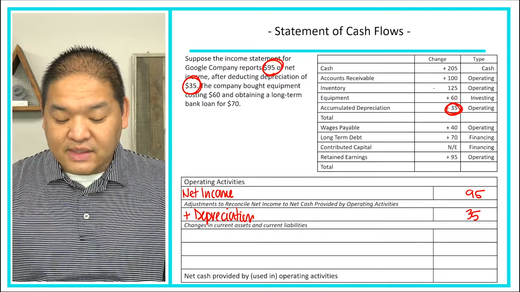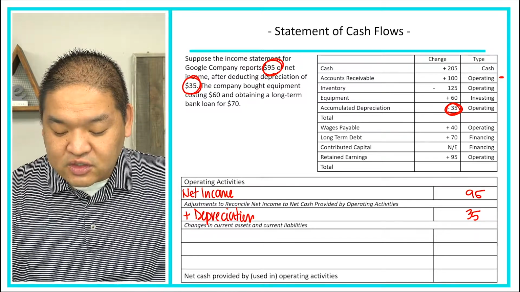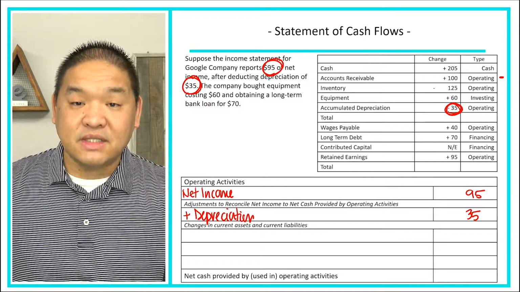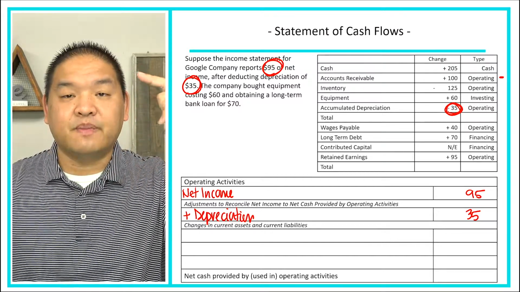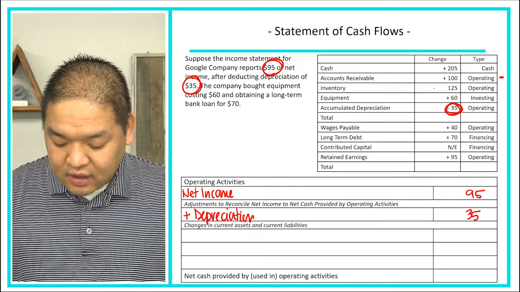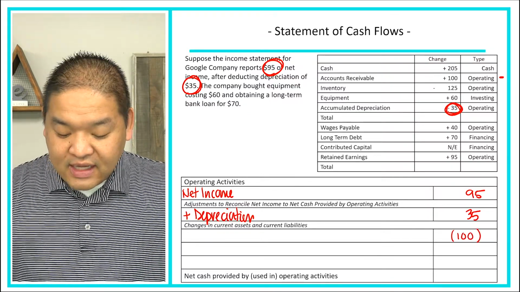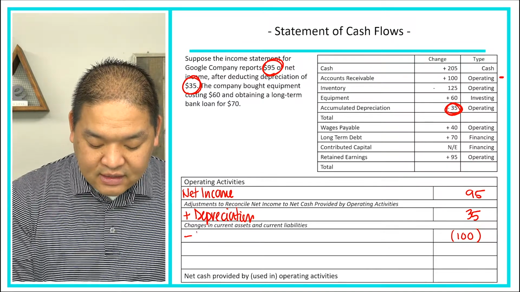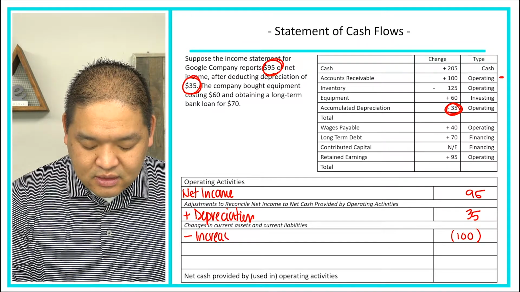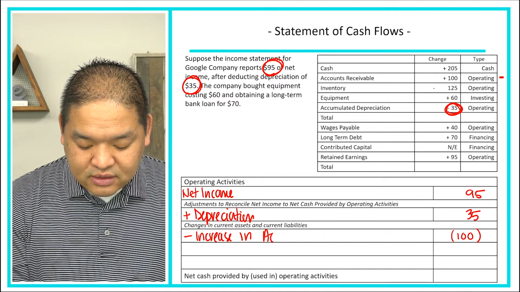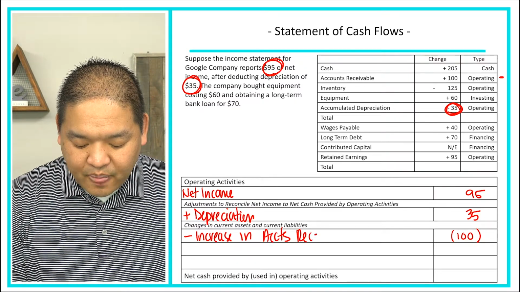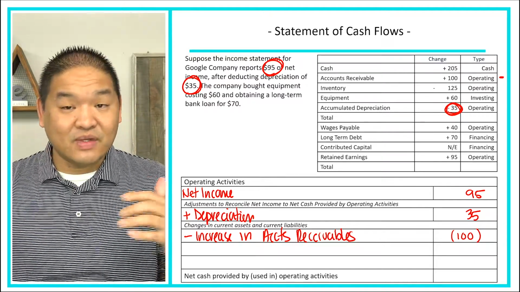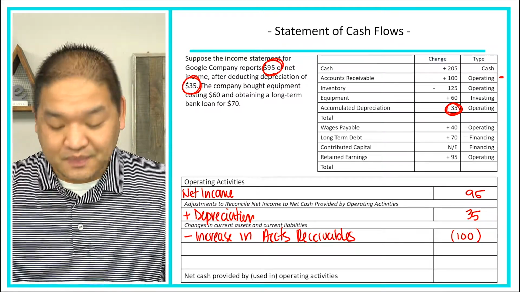So if we look, we see that accounts receivable is our first operating activity. So that's a current asset. We're going to do the opposite. So this increased by 100. We're going to subtract 100 for the increase in accounts receivable. Why? Because we didn't receive it, so we're going to take that away.